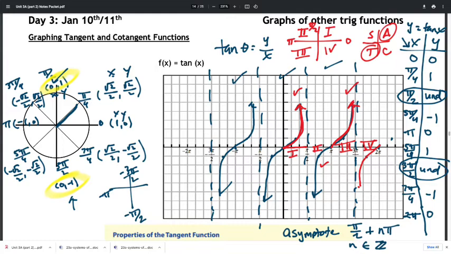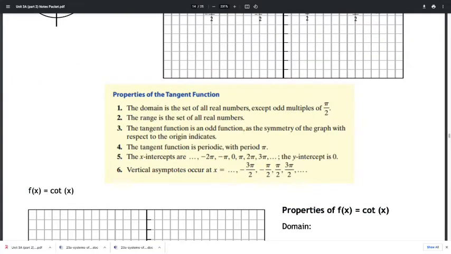So some things that you should notice is that your domain is all real numbers except for where you have these asymptotes. Your range is all real numbers. You have x-intercepts here at pi, at 0, at pi again, at 2 pi. So every pi units you have an x-intercept. So let me scroll this down a little bit. Okay, so what I want you to see here is these are the properties of the tangent graph.